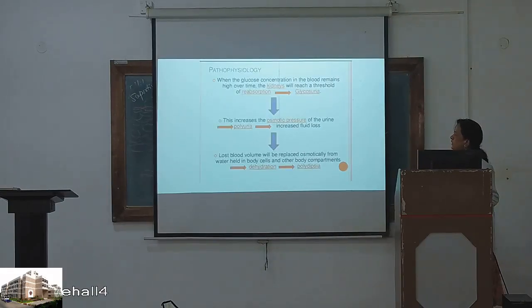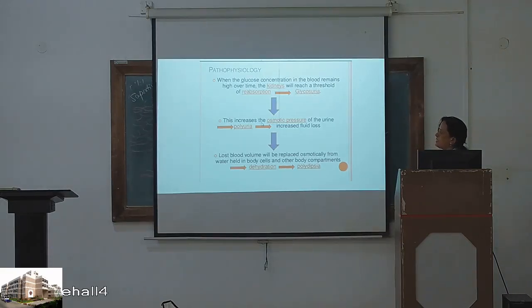So when the glucose concentration in the blood remains high over time, the kidneys will reach a threshold of reabsorption. So what does that lead to? Glycosuria. You know the different tests where you test the provided urine sample for presence of glucose. So glycosuria results in sweet urine.